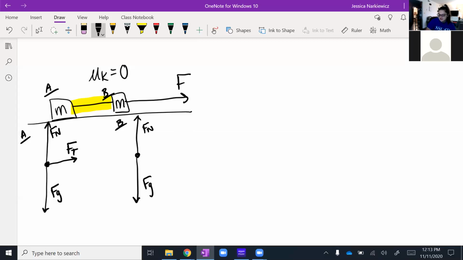And on B, since the string is on the left-hand side of the block, the tension is going to act to the left. Okay. Now, these tension forces, because they're a part of the same string, are actually equal in magnitude. They're just opposite in directions. And then B has an applied force F.